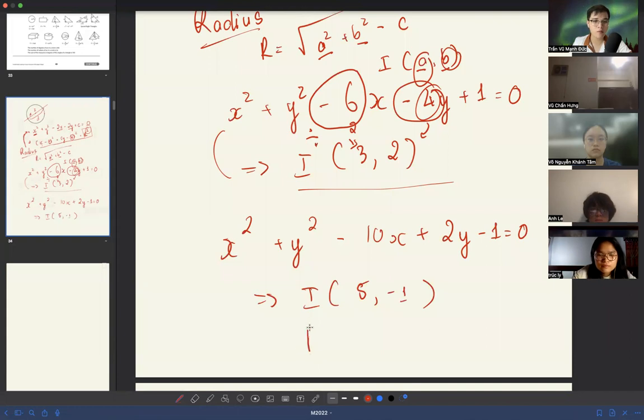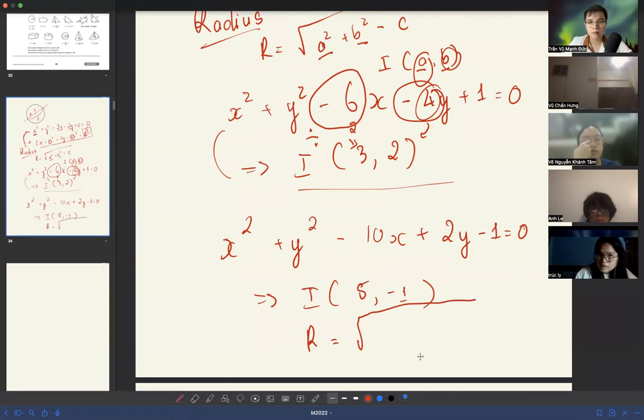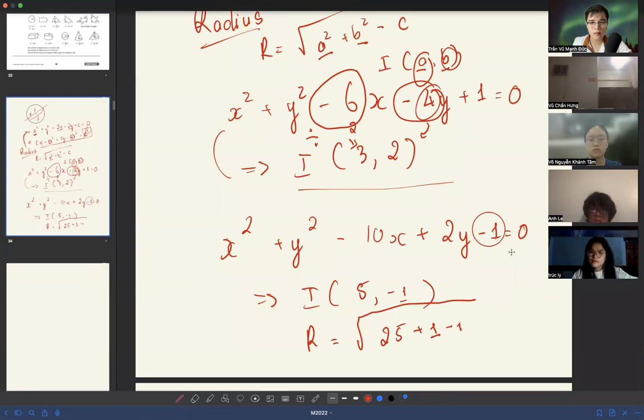So can you quickly tell me what is the radius of this circle? You don't have to calculate. You can just tell me the equation. So it's 25 plus 1. The -1 is from this one, right? No, plus 1. Why is it plus 1?